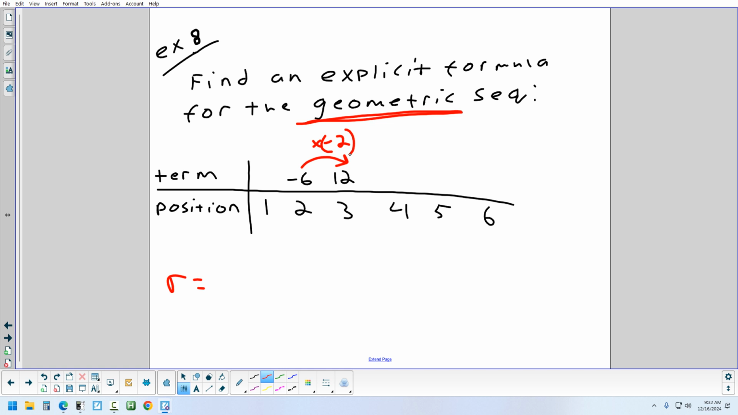Just put an X for times. Now you've got to think of something you could put here. When you multiply by negative 2, you get negative 6. 3. Yeah, if you want to work your way backwards, just divide by negative 2, and that'll give you the one before it. All right, so now we know the first term, and we know what we're multiplying by each time.